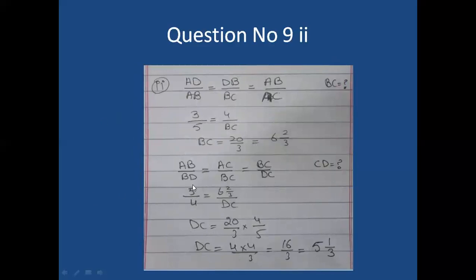So I will put their values 5, 4, and I know the value of the BC now. I have taken these two and I made them equal to each other. So the BC will be 6 whole 2 by 3, and the DC is the question. So cross multiply here. So you will have the DC equals 20 by 3 multiplied by 4 by 5. So you will have 16 by 3, and that will be 5 whole 1 by 3.